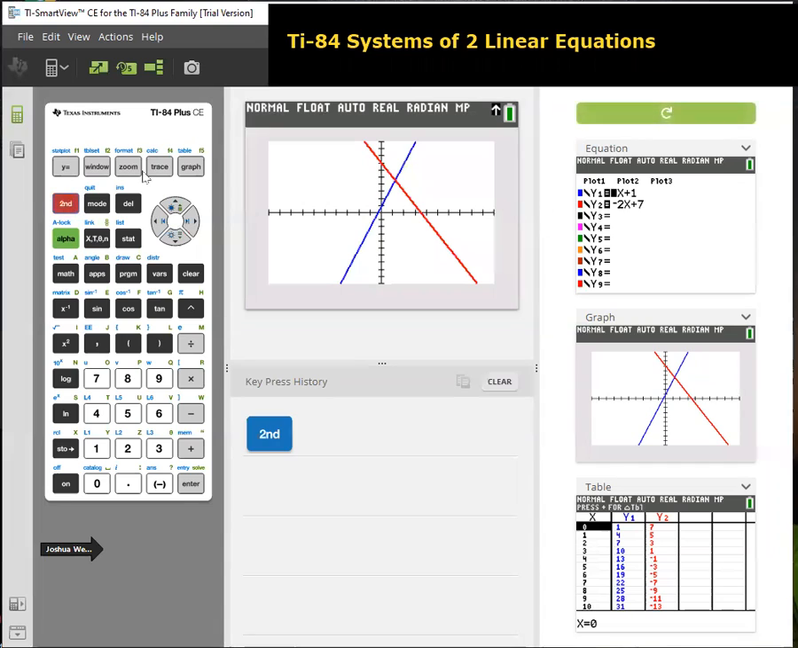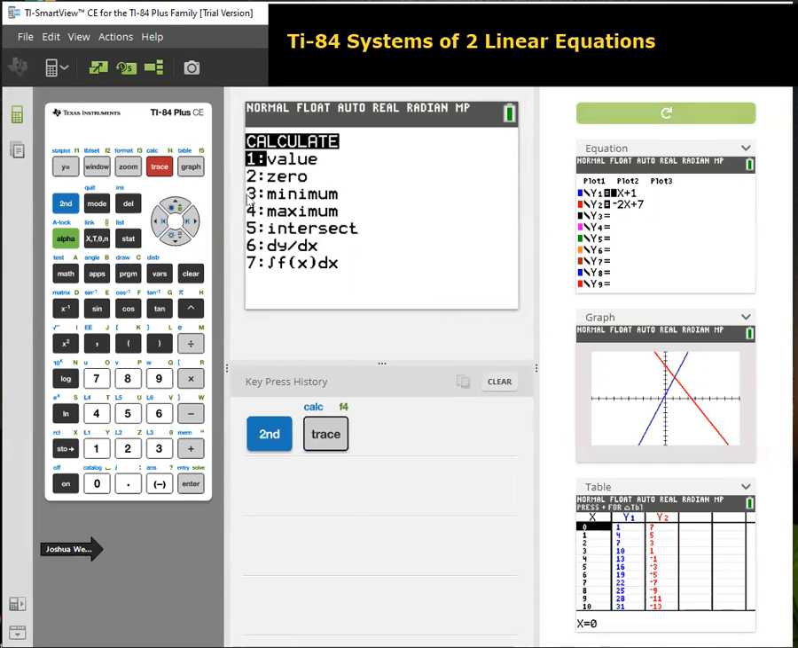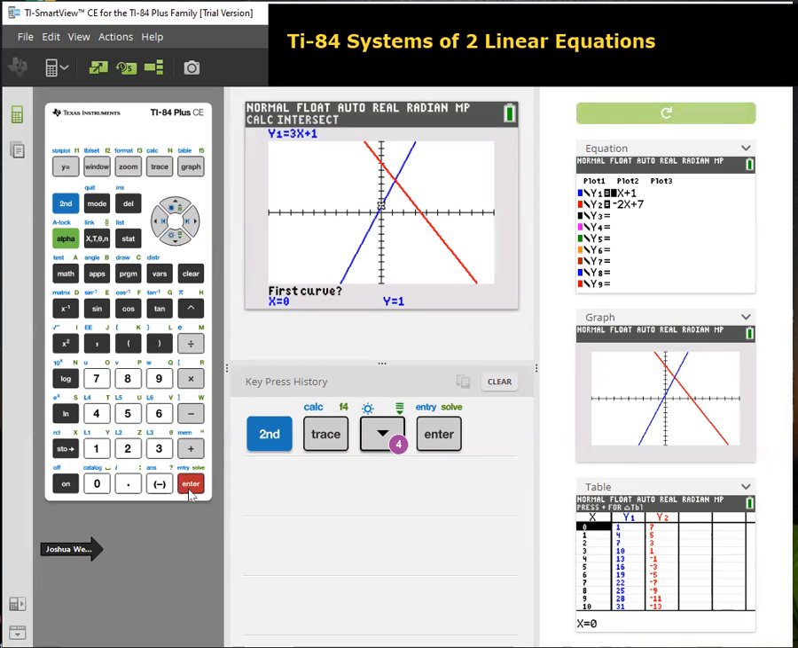You hit second trace, and then this pop-up menu comes up with 7 different commands. Here we want to find the intersection of the two functions that we typed. So hit enter for command 5, and then it goes to the same graph, but now it's highlighting the blue line y1 equals 3x plus 1, and it has this little butterfly or quadcopter-like drone that's attached to the function line. It's a straight line.